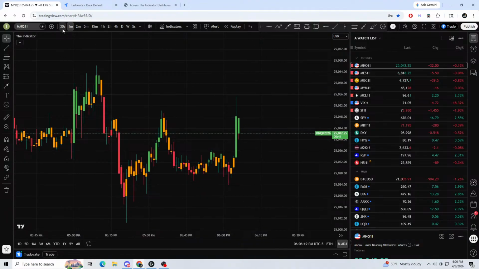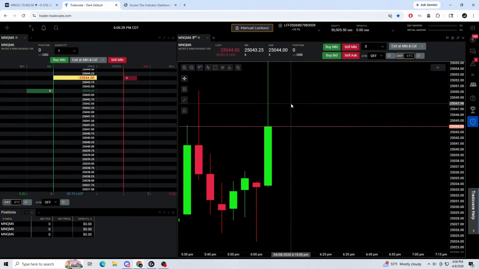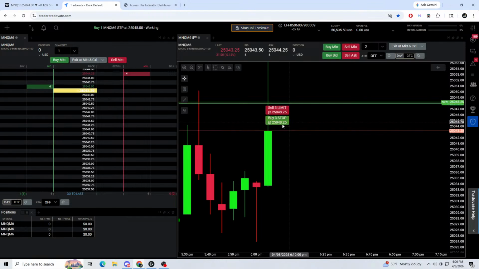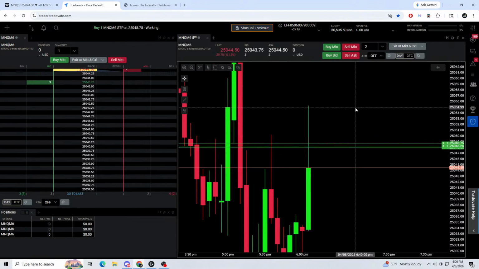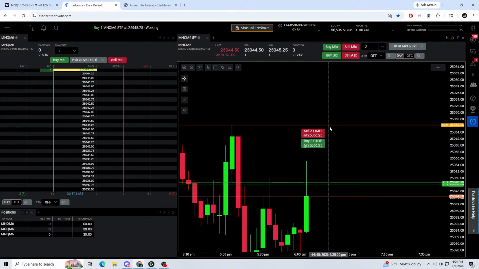Notice here it's starting to push back down. I'll get long here if we get above the 48s. I'll do something like this.